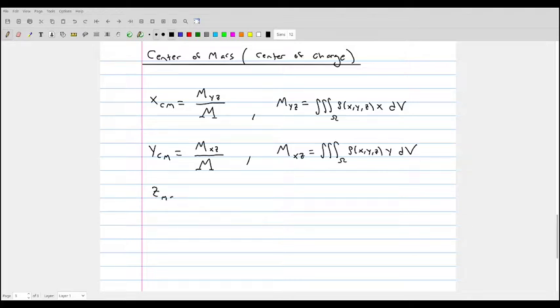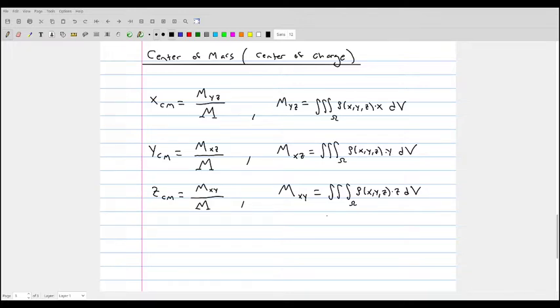And lastly, the z-coordinate of the center of mass is going to be the first moment for the z-axis divided by the total mass, which is evaluated very similarly to the other two integrals. The other two moments, this will be the triple integral of the density function times z dV. So there you have it.